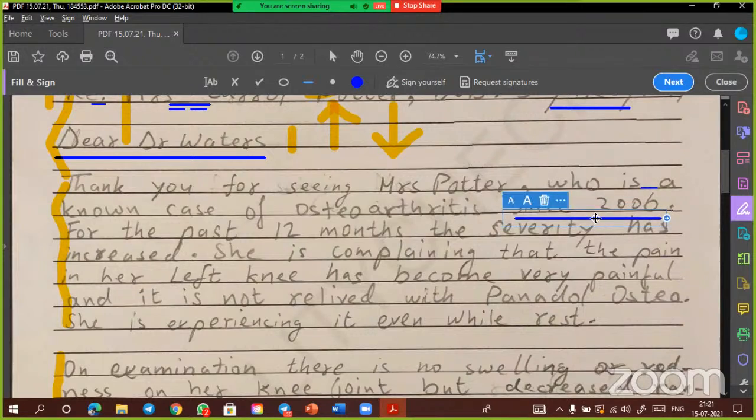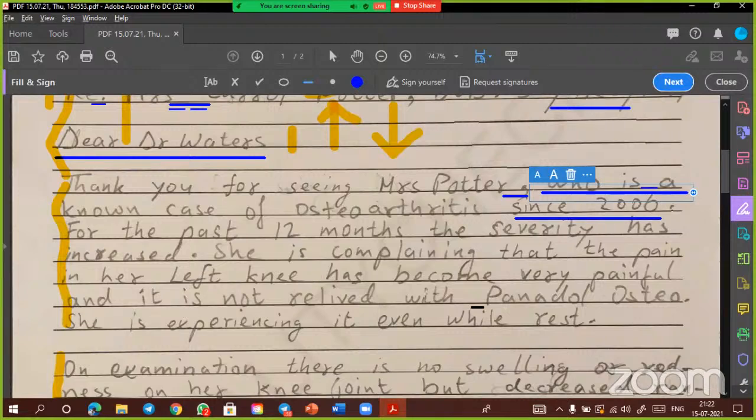Okay, for the past 12 months, the severity has increased. She is complaining that the pain in her left knee has become very painful. She is complaining regarding the increased pain in her left knee. Okay, like that you can write.